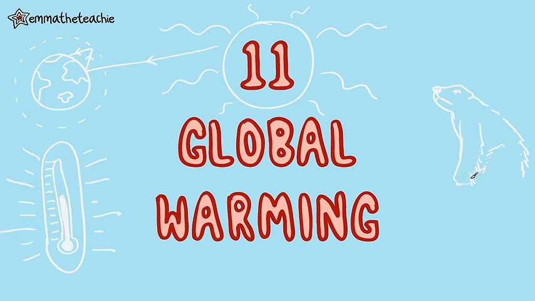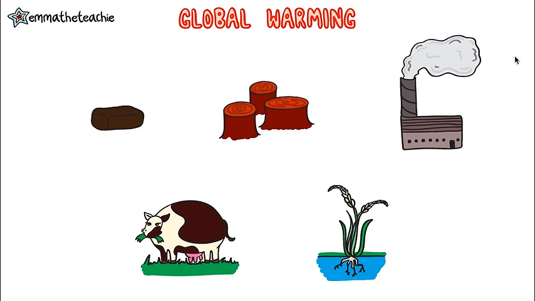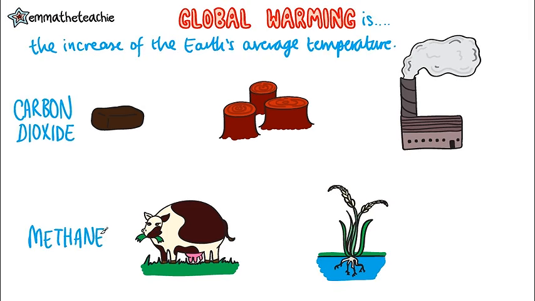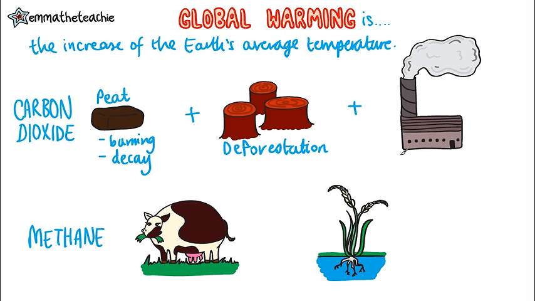11. Global warming. Global warming is the increase of the Earth's average temperature. It's caused by two gases, carbon dioxide and methane. In the previous video, we learned that the burning and decay of peat releases carbon dioxide, and we saw that deforestation also causes an increase in the levels of this gas. Burning fossil fuels is another huge contributor to these increasing levels.